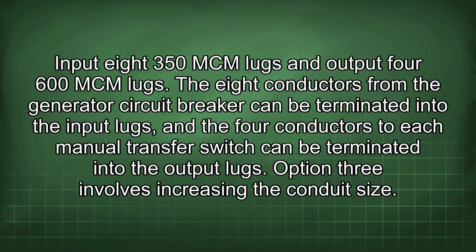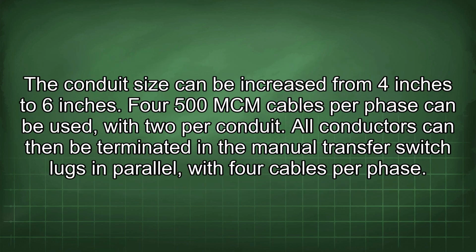Option 3 involves increasing the conduit size. The conduit size can be increased from 4 inches to 6 inches. 4 500 MCM cables per phase can be used, with 2 per conduit. All conductors can then be terminated in the manual transfer switch lugs in parallel with 4 cables per phase.